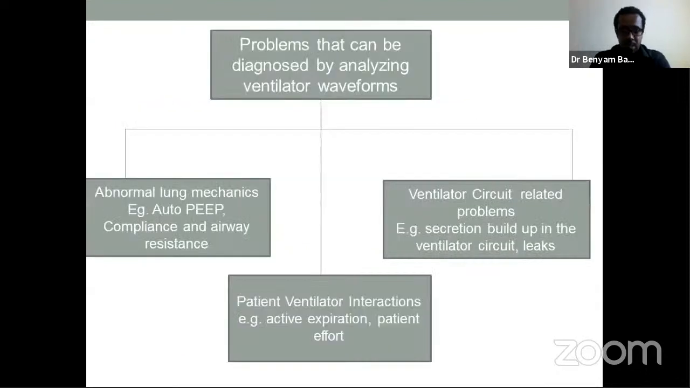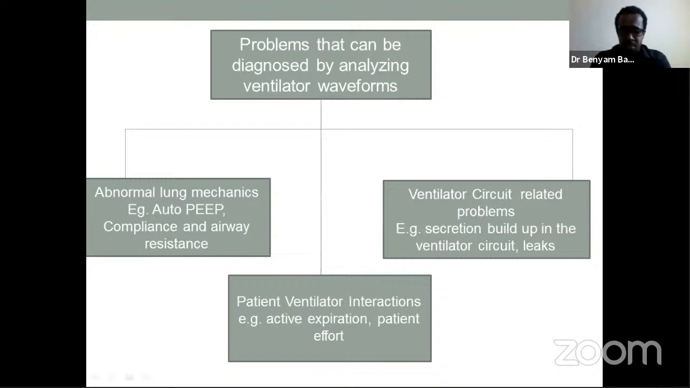This is just a diagram showing what we will be able to diagnose or see on ventilator waveforms. The first one is abnormal lung mechanics. That could be auto-PEEP, or we could check the compliance of the lung, or if there is airway resistance. And we could also check if there is any problem with the circuit. There could be secretions building up in the circuit, or the circuit may have leaks.